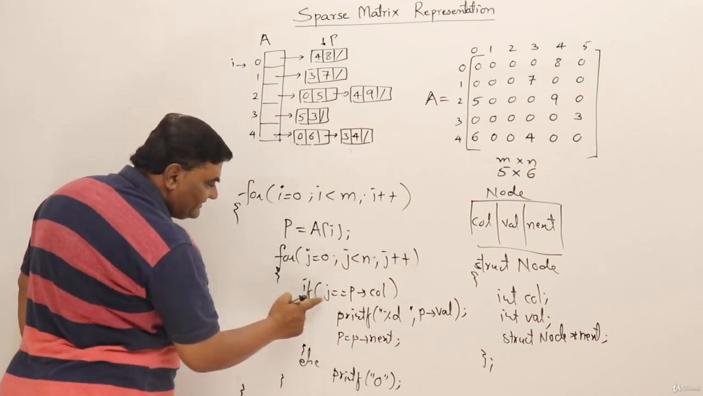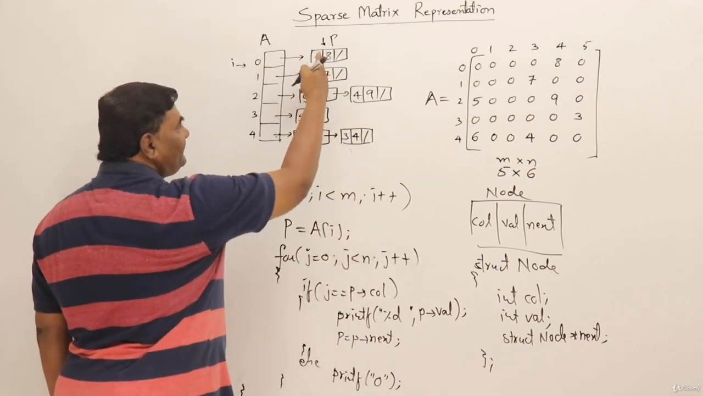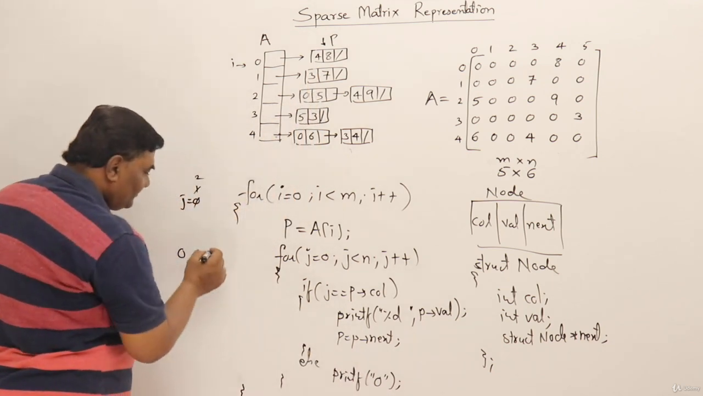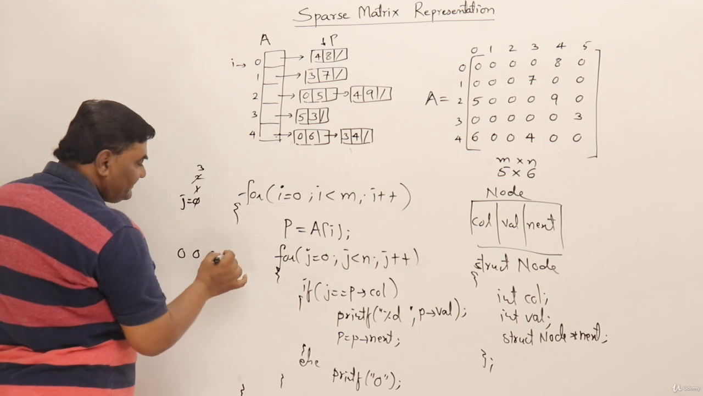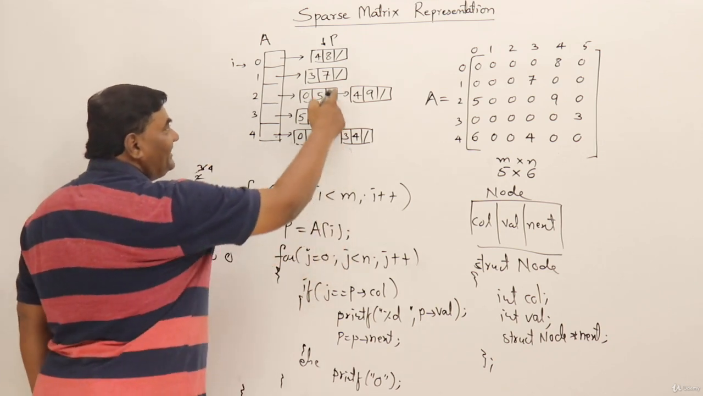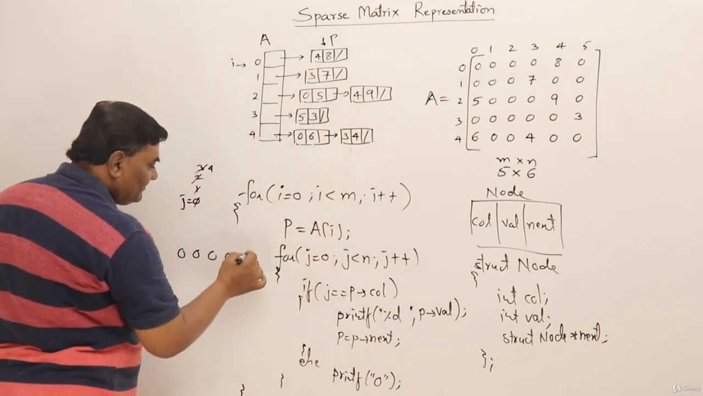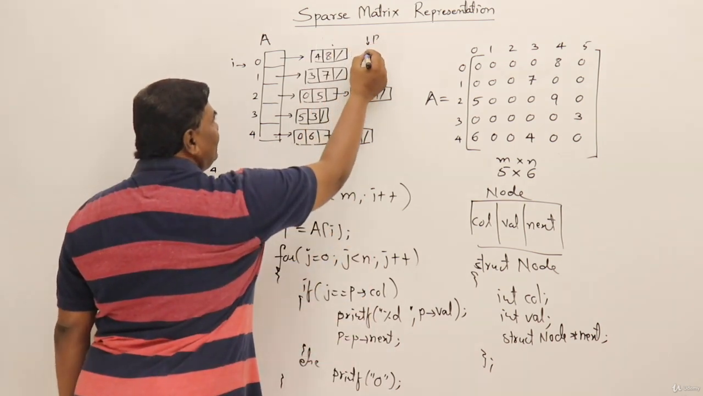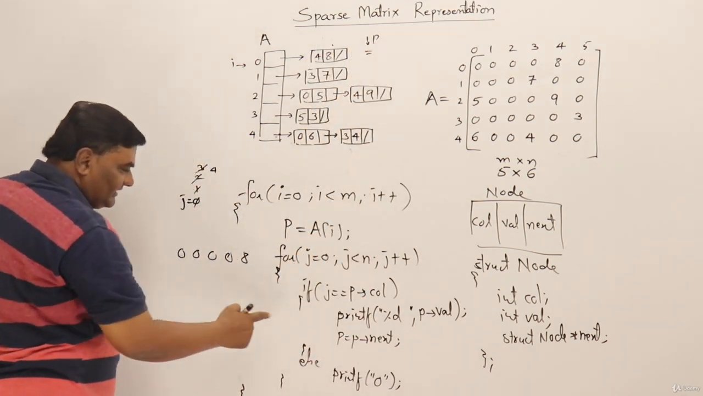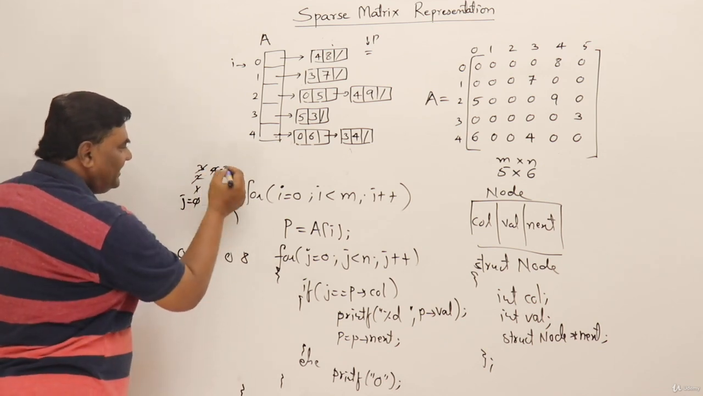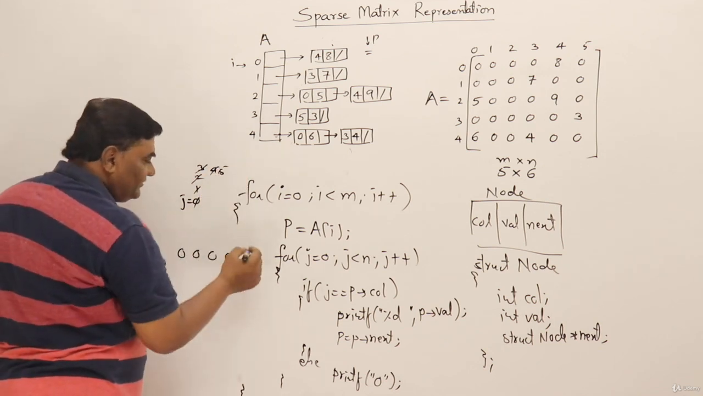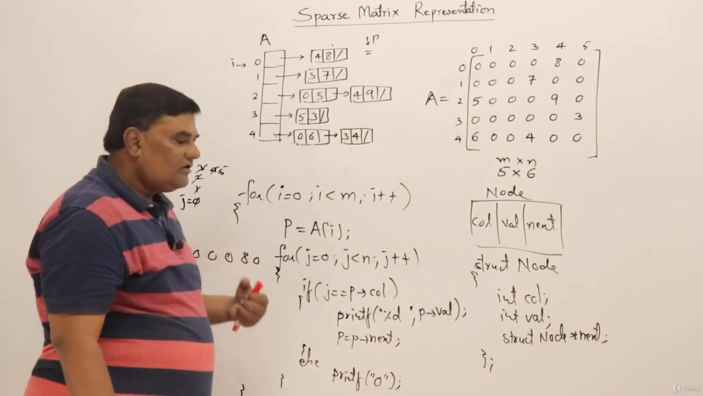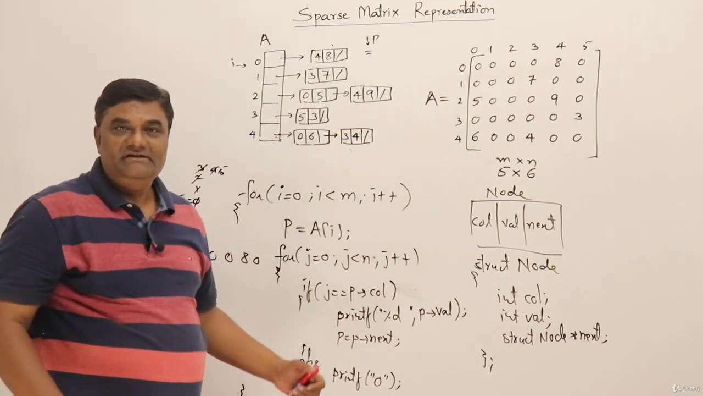j plus plus. Then check j against P's column. P's column is 4, so up to 4 it will not be matching. Print 0. Then j becomes 3. Print 0. j becomes 4. It's matching now. So print 8 and move to the next node. P moves to the next node and P became null. Then j becomes 5. Is it matching? No. Print 0. That's how it will print all these things. That's how it can be displayed.